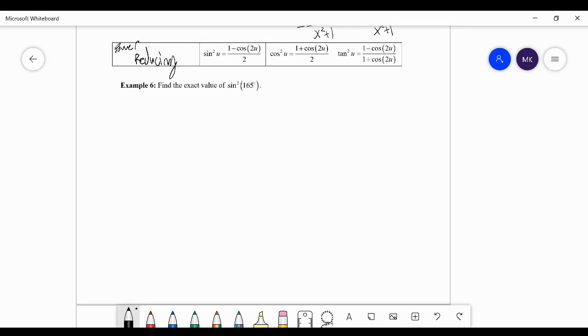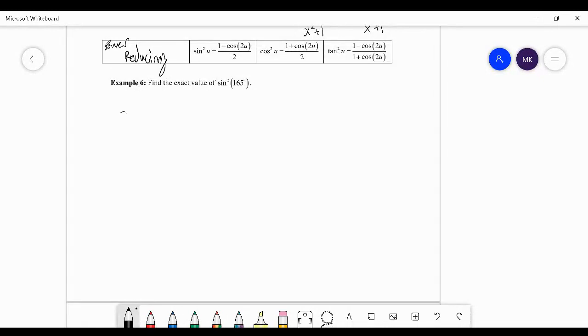So find the exact value of sine squared of 165 degrees. Just use the formula. So sine squared of 165 degrees is equal to 1 minus cosine of 2 times 165 degrees, all over 2.